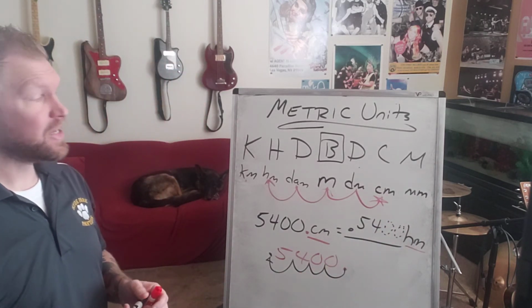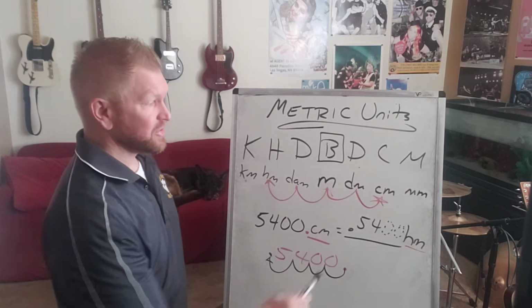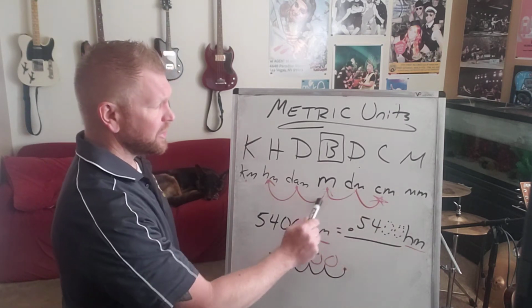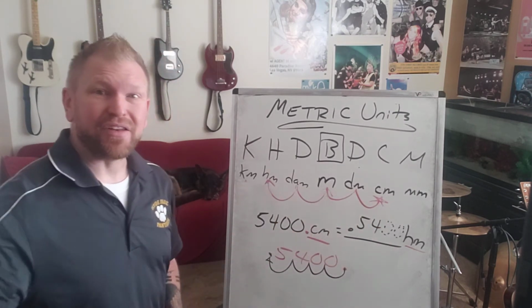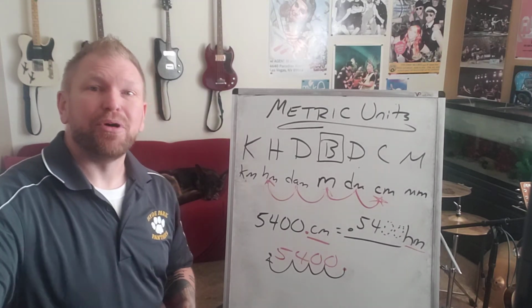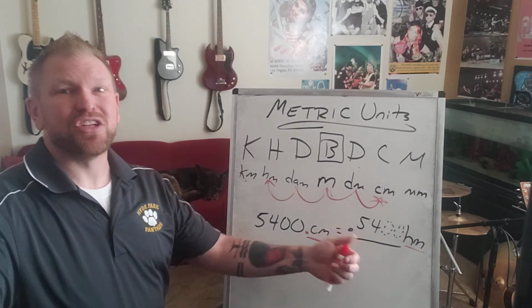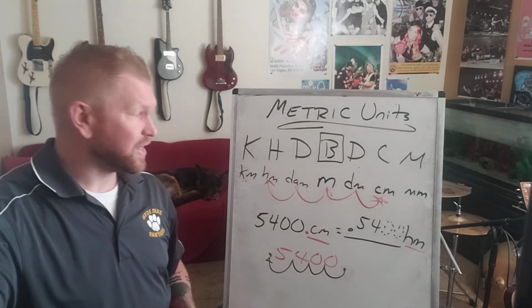That's how many hectometers. Now, really what I did to get that answer is I divided by 10, 100, 1,000, 10,000. I divided by 10,000. But a shortcut for dividing by 10,000 is just move that decimal over. And that's how I got the answer.